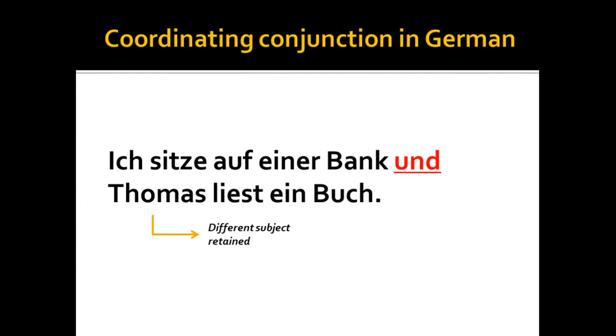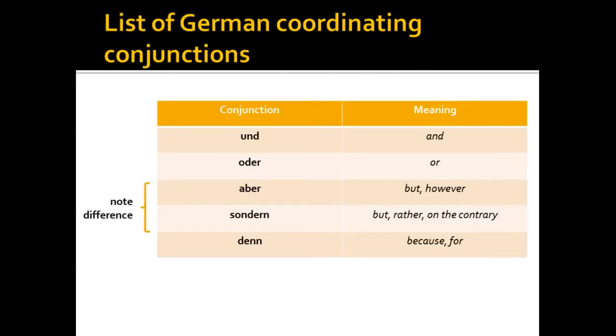So, what are the coordinating conjunctions? There's essentially about five of them. And actually, some of them are very close to English. Und, and, oder, or. It gets a little bit difficult with aber and sondern. Aber meaning but, however. Sondern also meaning but, with the meaning of rather or on the contrary.